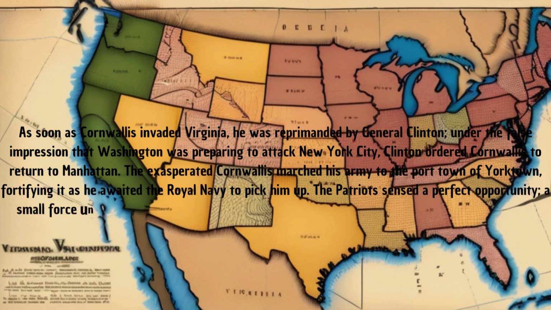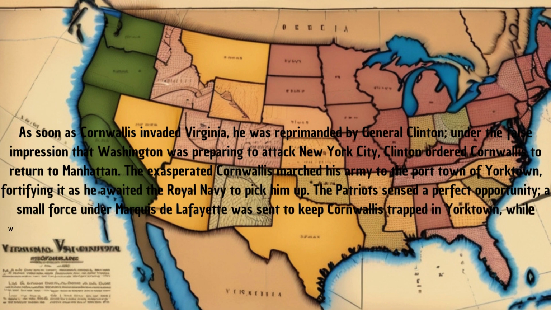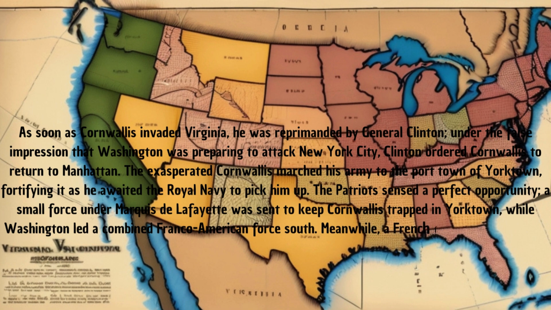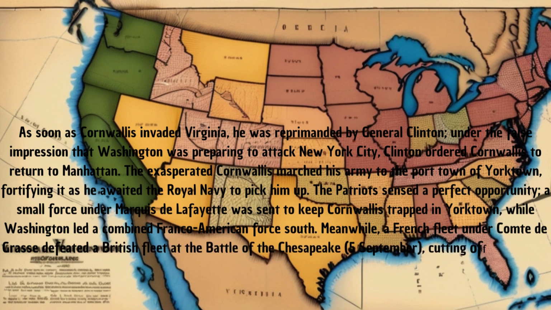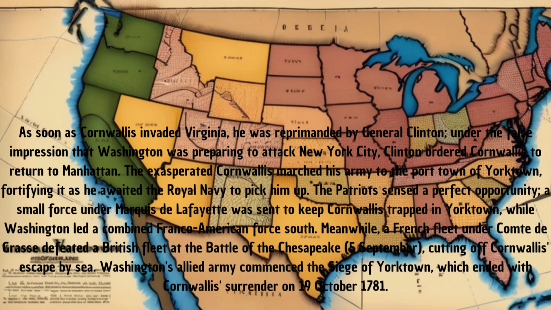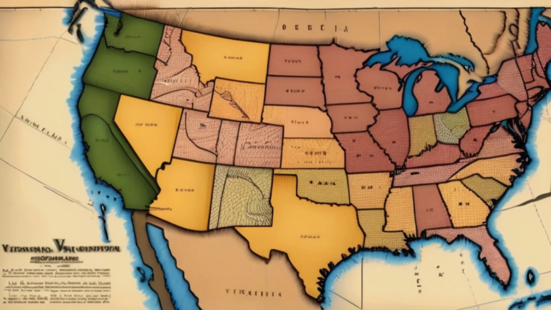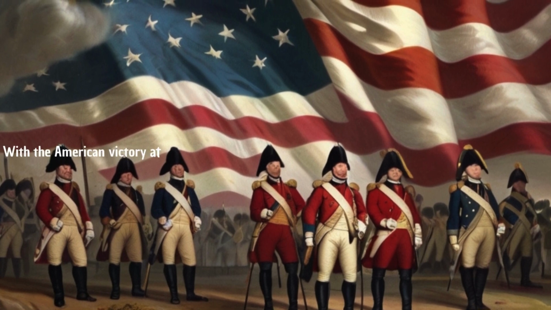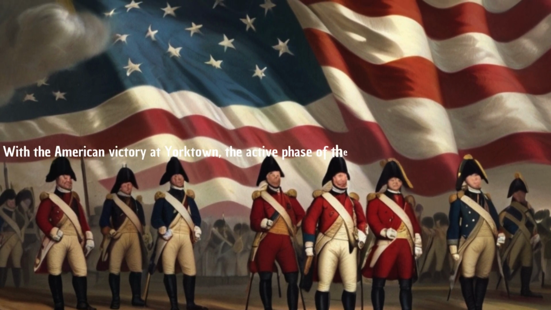A small force under Marquis de Lafayette was sent to keep Cornwallis trapped in Yorktown, while Washington led a combined Franco-American force south. Meanwhile, a French fleet under Comte de Grasse defeated a British fleet at the Battle of the Chesapeake, September 5, cutting off Cornwallis' escape by sea. Washington's Allied army commenced the siege of Yorktown, which ended with Cornwallis' surrender on October 19, 1781. With the American victory at Yorktown, the active phase of the war came to an end.